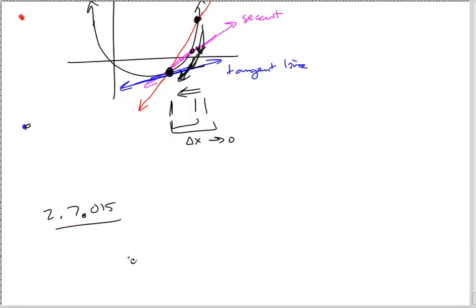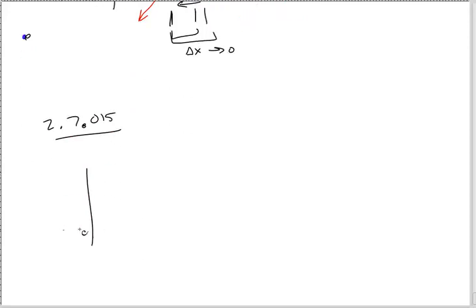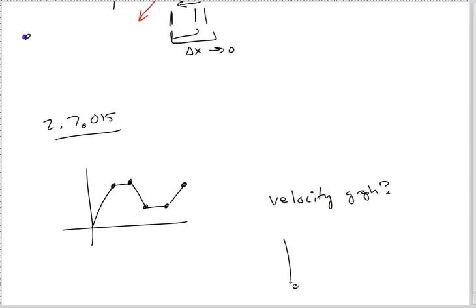Problem 27015, I have a very strange graph. It does this, and then this, and then here, and then there, and then this. And they ask, what is the velocity graph? I believe it's multiple choice. I'm not going to keep a box there, I'm just going to draw it here. So how do we make this happen?